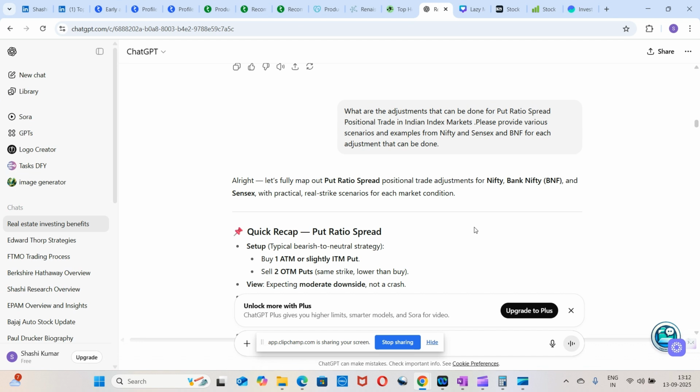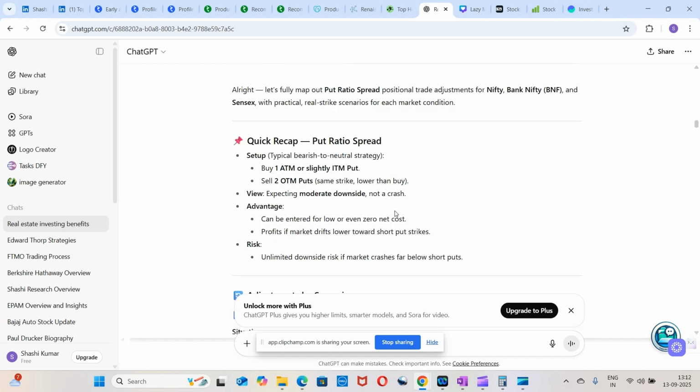So today we are going to go through put ratio spread adjustments, positional trading in Indian index options markets, and we will go through specific scenarios and examples from Nifty, Sensex, and Bank Nifty, and each adjustment example we will go through. So this is a positional put ratio spread trade and adjustments for Indian index options markets, right? So what is the put ratio spread?